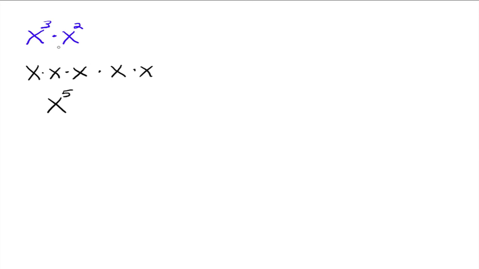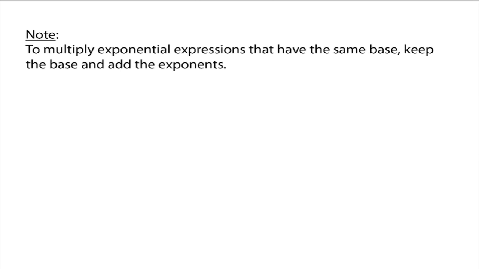Well, the bases are the same, right? Base x, and we keep the base, and we add the exponents. 3 plus 2 gives us the 5. And that is actually the entire product rule for exponents. Right? We're going to write it up as a note. Here you go. To multiply exponential expressions that have the same base, keep the base and add the exponents.